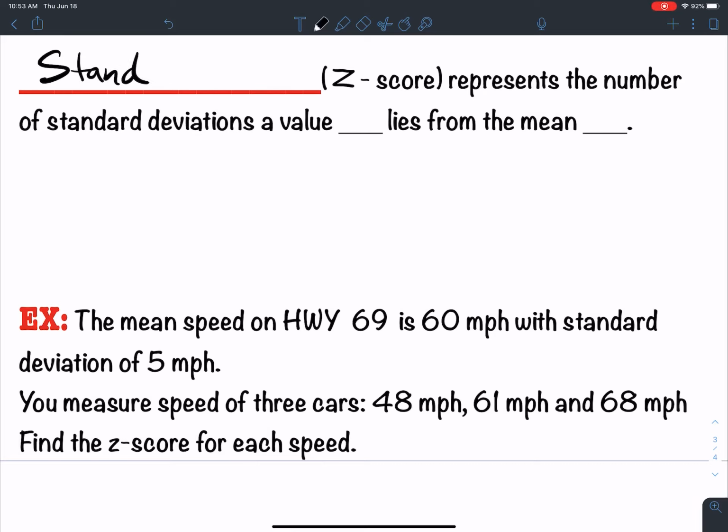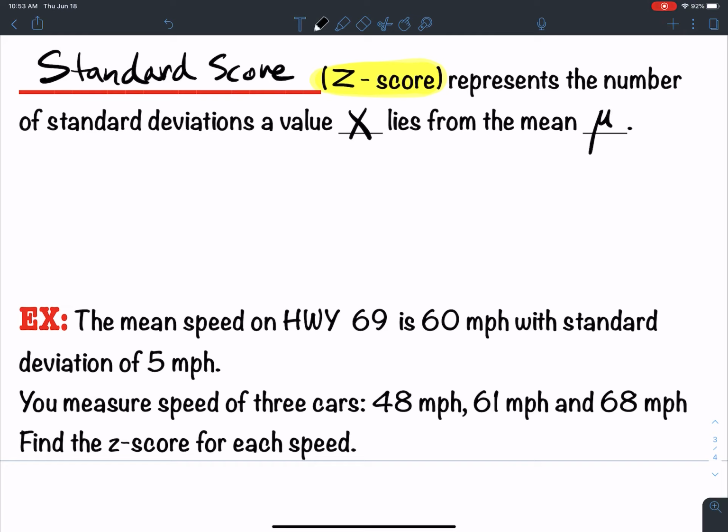So in this video, we're going to talk about the standard score, also known as the z-score. This is very important because we're going to use z-scores later on in the class and until the end of the course, from chapter 5 on, right? A z-score represents the number of standard deviations a value x lies from the mean mu.